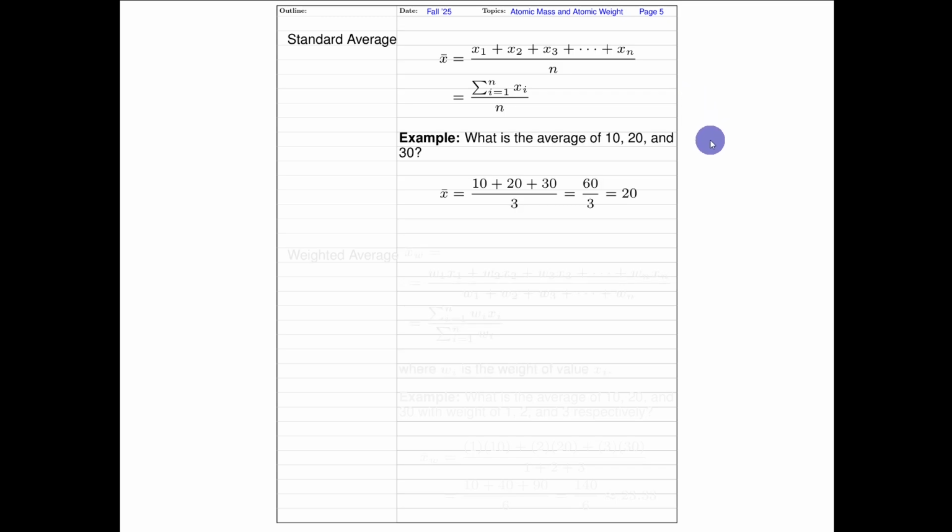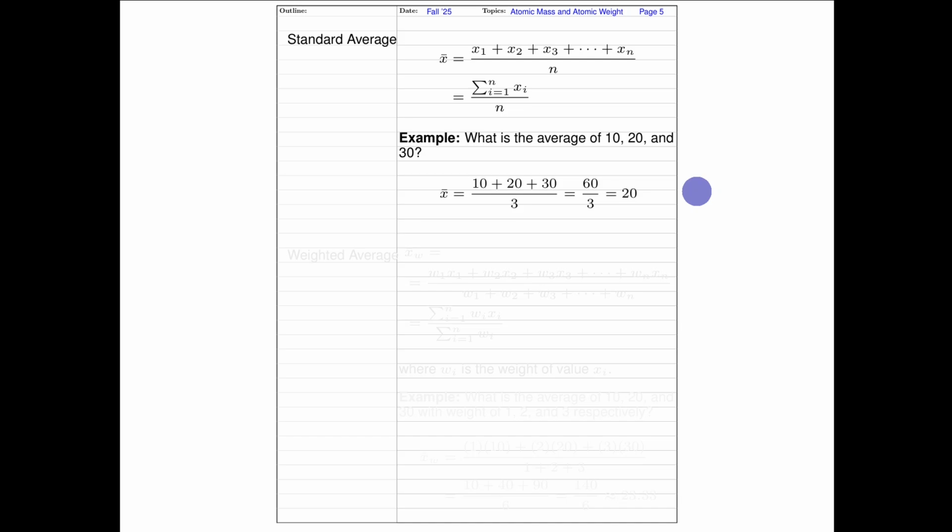Now, suppose we want to calculate the average of 10, 20, and 30. Here, 10, 20, and 30 are the x values, and the total number of x values is n, and in this case 3. The standard average is the sum of all the x values, so 10 plus 20 plus 30, which equals 60, divided by n, or 3. In this case, the standard average is 20.